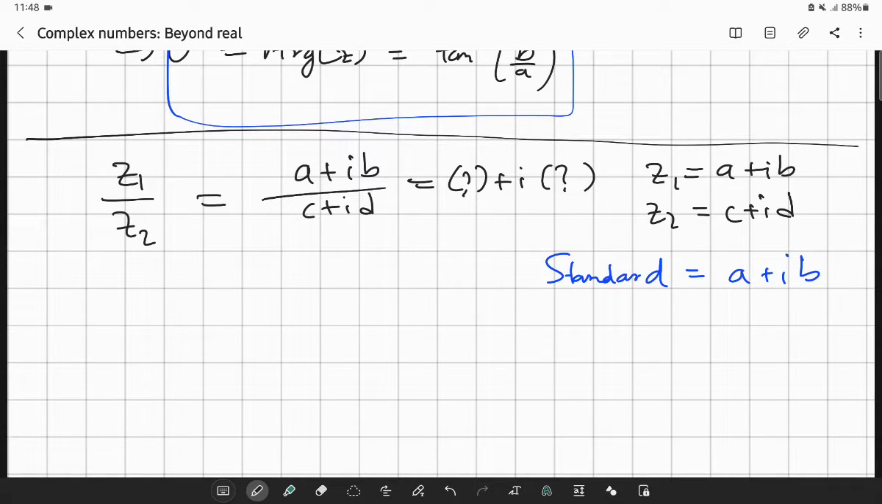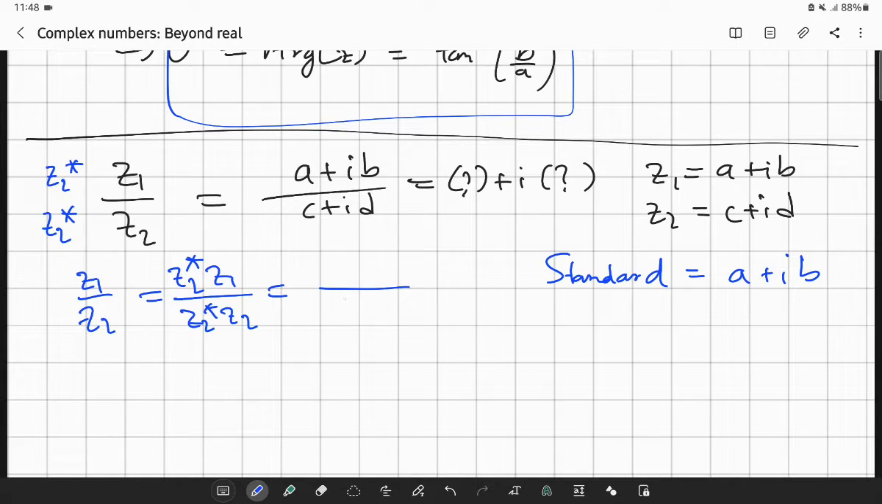The way we do this is by multiplying both the numerator and the denominator by z2 star, the conjugate of z2 only, not z1. What will you get? z1 over z2 equals z2 star z1 over z2 star z2. But z2 star z2, by the definition we gave, is the modulus squared of z2. And you have z2 star z1, which is a multiplication you can easily do.